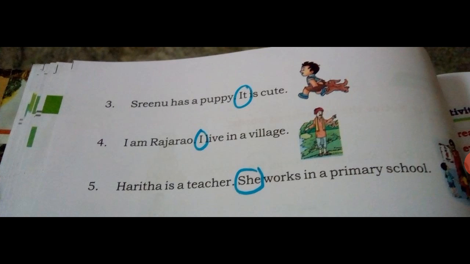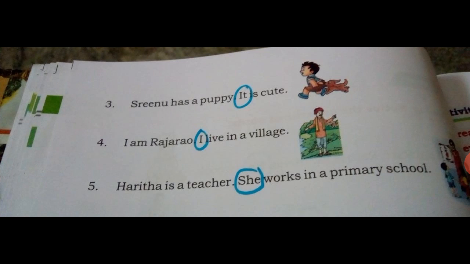Next. I am Raja Rao. I live in a village. Who is that person? Raja Rao. What is he saying? I am Raja Rao. I live in a village. What is the personal pronoun here? I. So circle it.